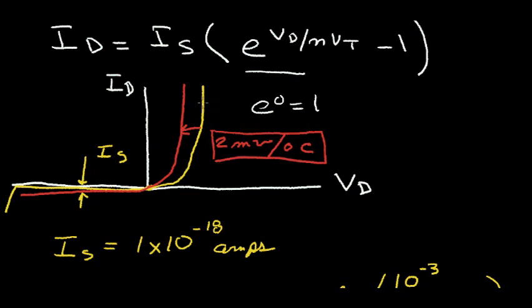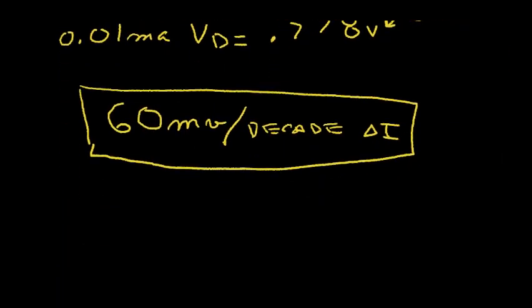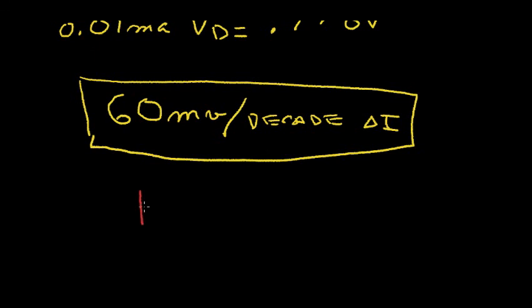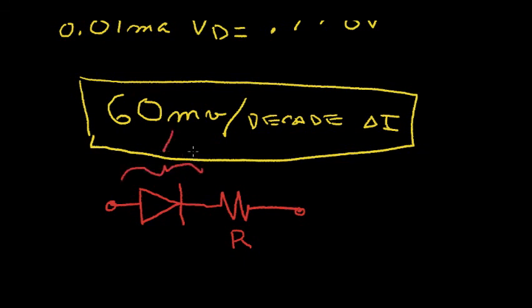So as our temperature increases, the drop across the diode decreases. So this is cold, and this is hot over here. One thing I should point out, the 60 millivolts per decade is the change in drop across the diode. Now diodes will always have a series resistance. It's part of the diode structure, and this is a parasitic resistance that you really can't get rid of. But this 60 millivolts per decade is for the diode part only. It does not include the drop in the parasitic resistance.